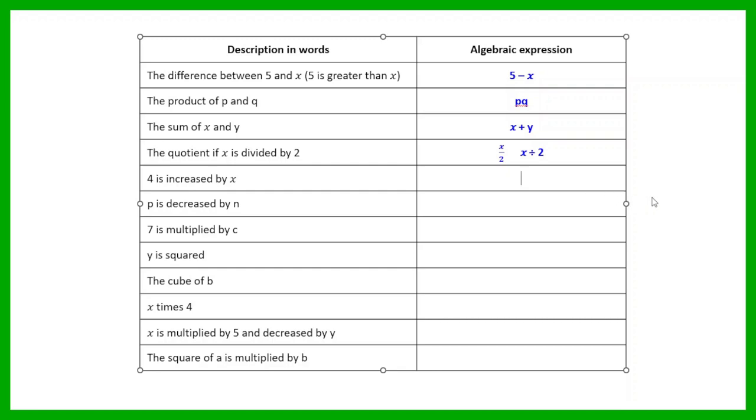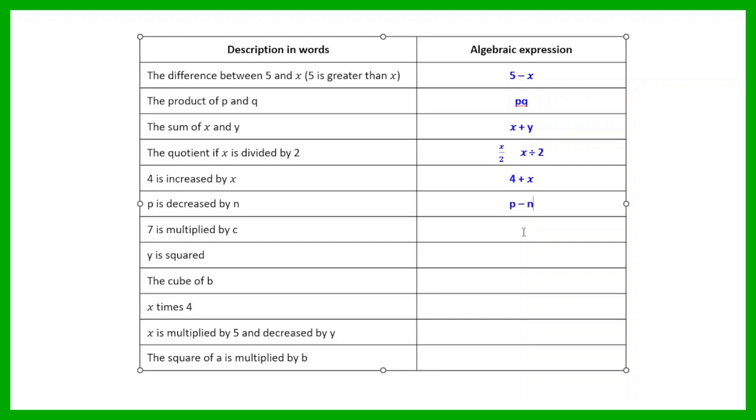The next one we've got is 4 is increased by x. So when we're talking about increasing an amount, then that means addition again. So we're going to take 4 and increase it by x. So we're going to say 4 plus x. Then I've got p is decreased by n. So if increased means addition, decreased must mean subtraction. So we're going to subtract n from p. So we have p minus n.